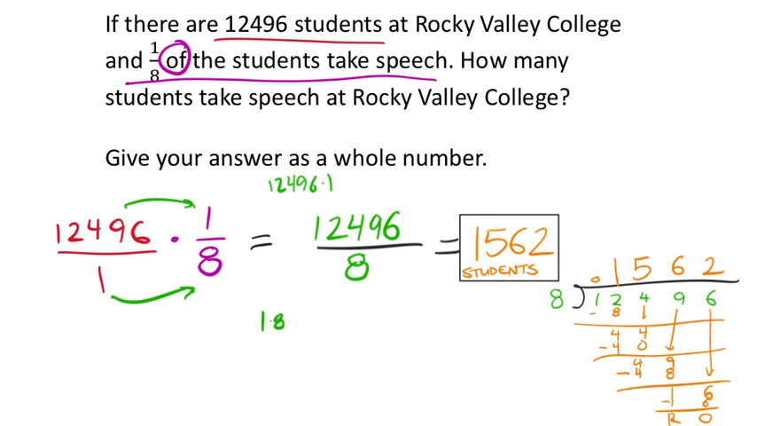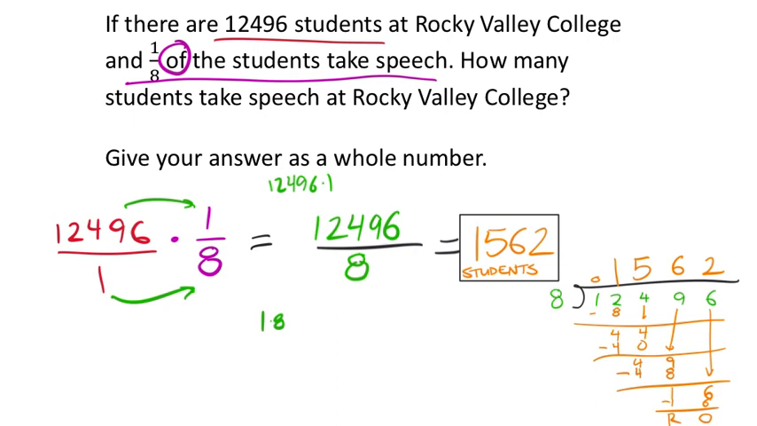Now I'm going to point this out because let's say you were like, I don't know what operation to use right here. Let's say they use division somehow. So you said 12,496 divided by 1/8 instead. Just because you're like, I don't know which one to use. You can use guess and test on this.